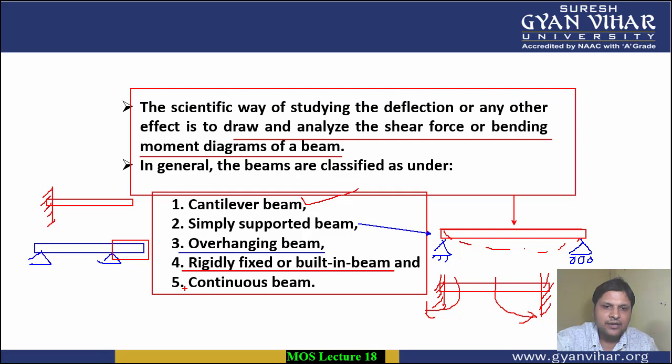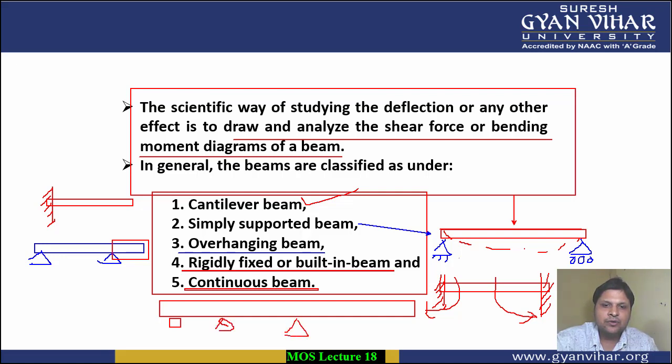Then last come the continuous beams. Continuous beams are those beams in which you have more than two supports. If you have more than two supports, then the beam is known as a continuous beam. So I have already elaborated on these types of beam in my previous video lecture also. You can go and see my previous video lectures.